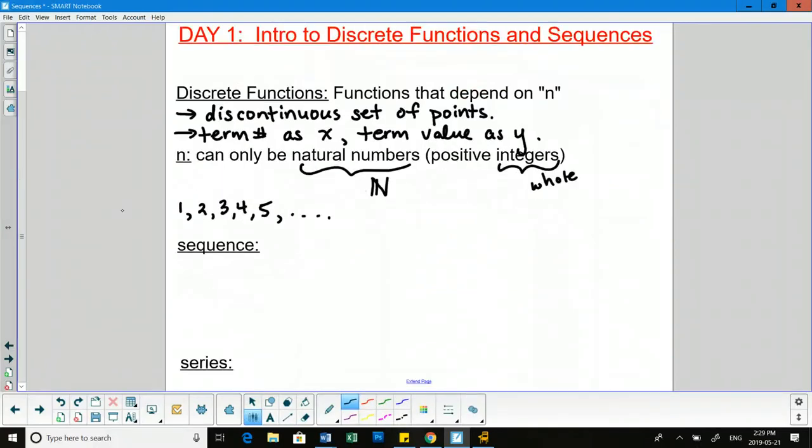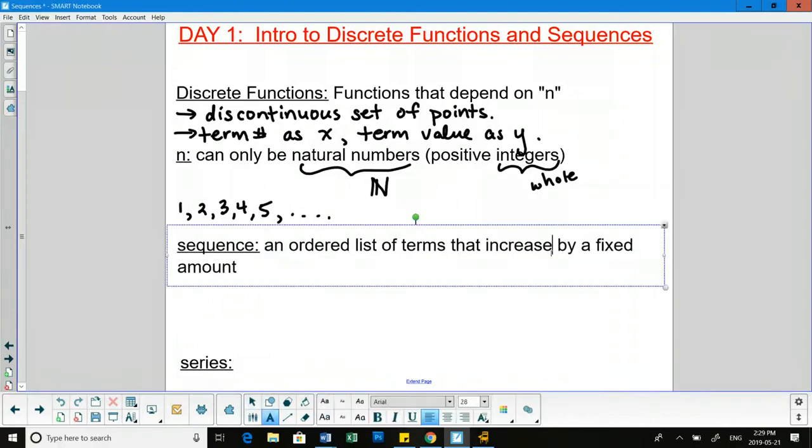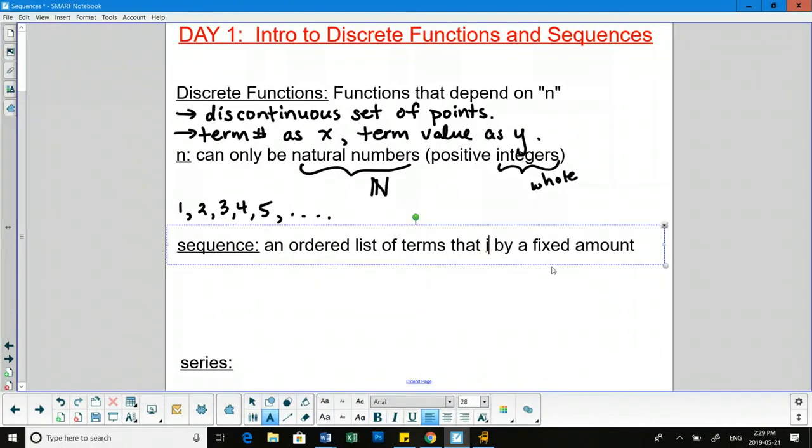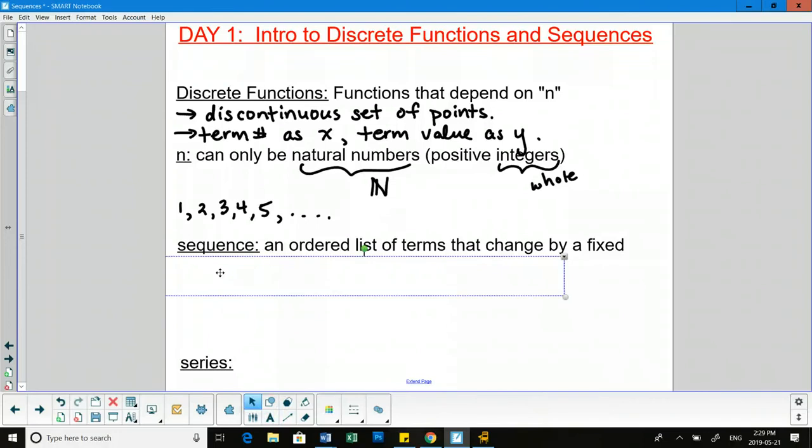Okay, and then a few more things that we need to know. What is a sequence and what is a series? So a sequence is an ordered list of terms that, and I'm actually going to change the word increase here, I want to change it to that change by a fixed amount, or I would say pattern.